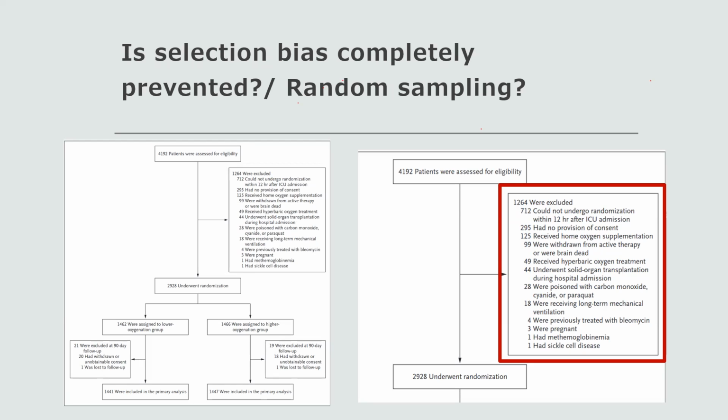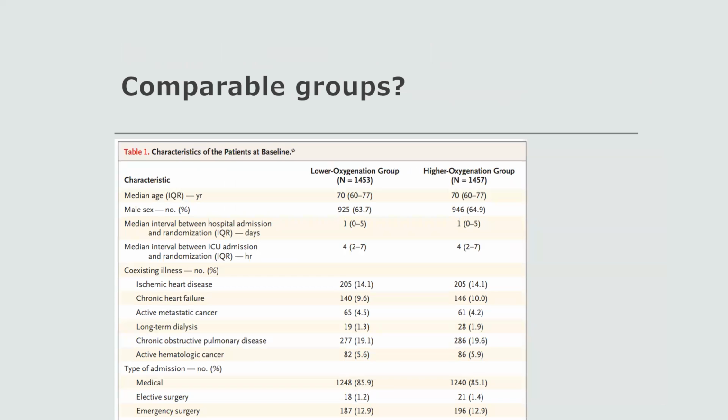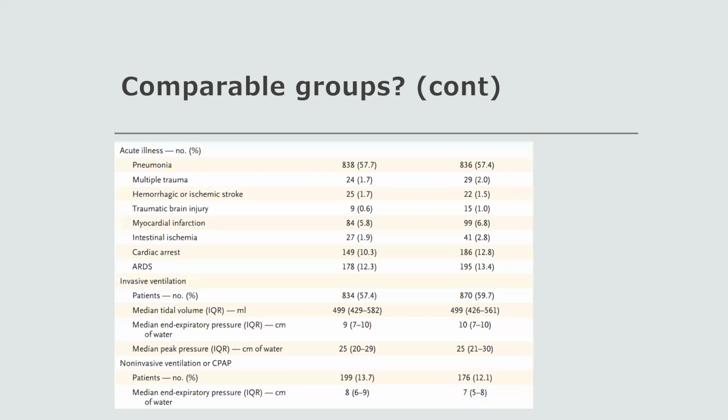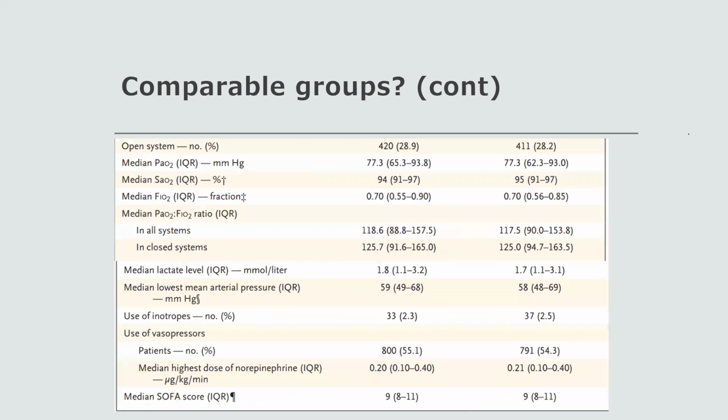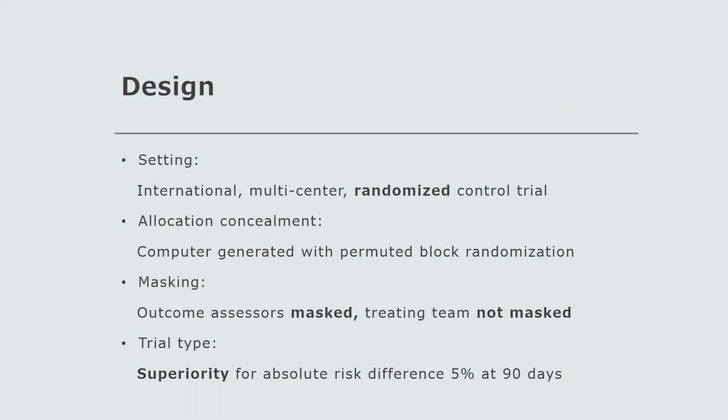So the next point of randomization was comparable groups. I don't want to go into any detail. This was a long Table 1 comparing the lower oxygenation group and the higher oxygenation group, with some baseline demographics and something about illnesses. Here's something about the ventilation parameters, and some very ICU-specific things about how ill the patient was. But I think randomization did a quite decent job. I think the distribution is quite comparable. So, to the next point.